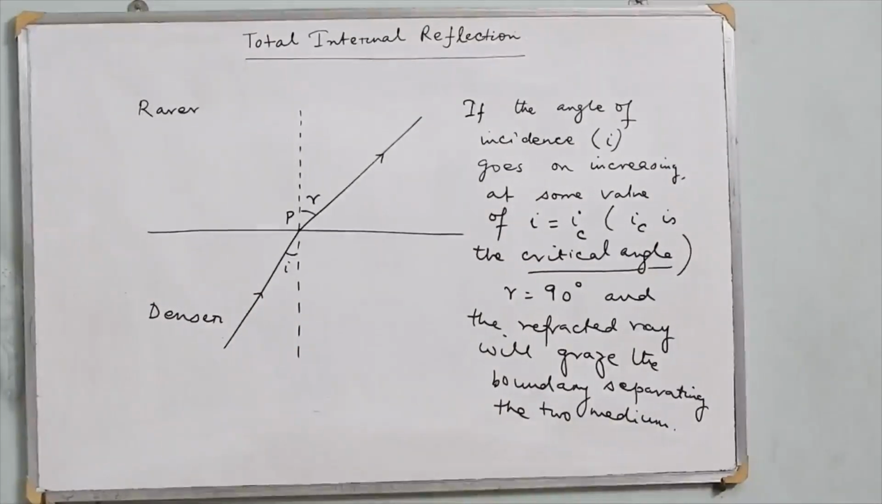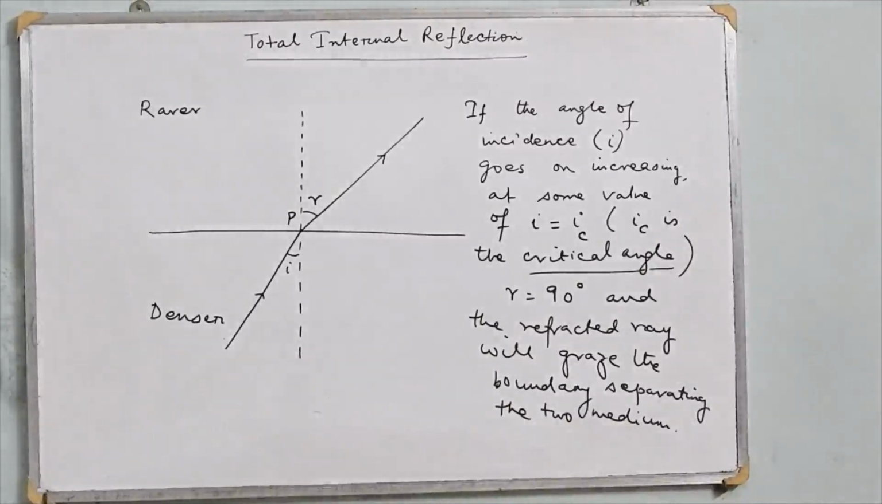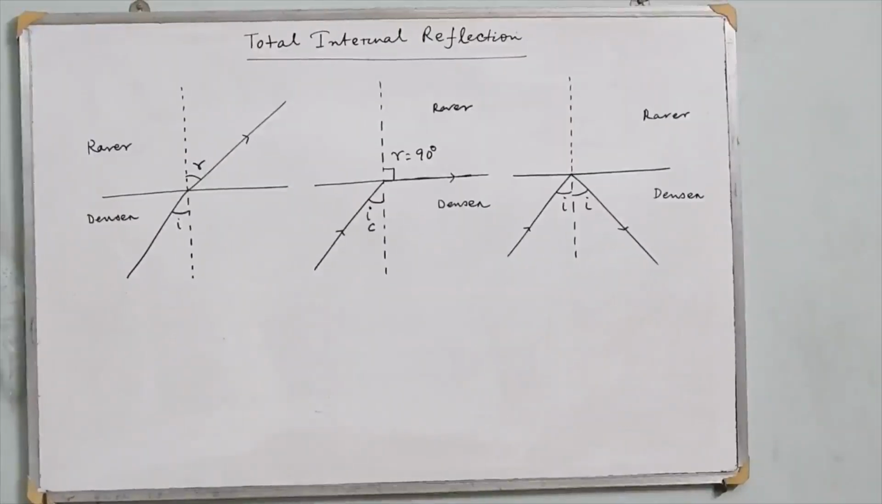So when the angle of incidence is greater than the critical angle, the refracted ray will bend back into the denser medium, and in its true sense it is no more the refracted ray, it is actually the reflected ray. So reflection occurs, and that type of reflection is called total internal reflection, and it obeys all the laws of reflection.